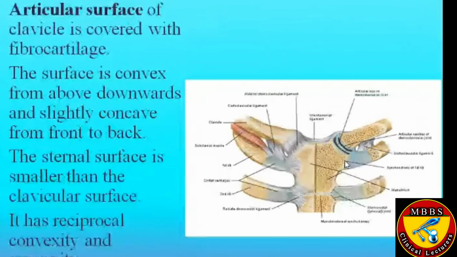Now, the articular surface of the clavicle is covered by fibrocartilage. The surface is convex from above downwards and slightly concave from front to back. The sternal surface is smaller than the clavicular surface. It has a reciprocal convexity and concavity.